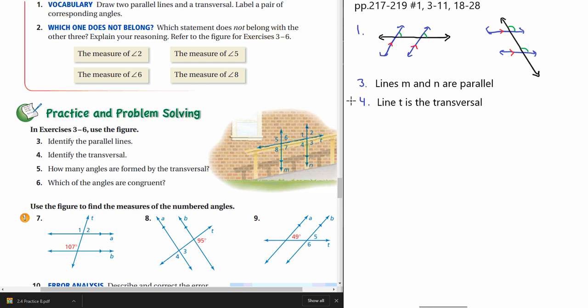Number 5, how many angles are formed by the transversal? Well, they're all numbered. 1, 2, 3, 4, 5, 6, 7, 8 angles are formed. So we just write 8 angles formed by the transversal.